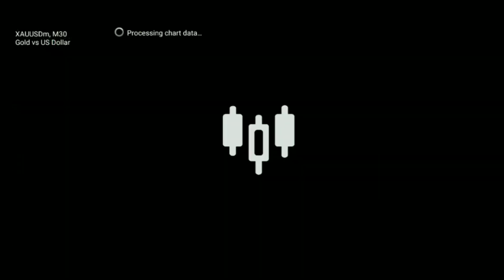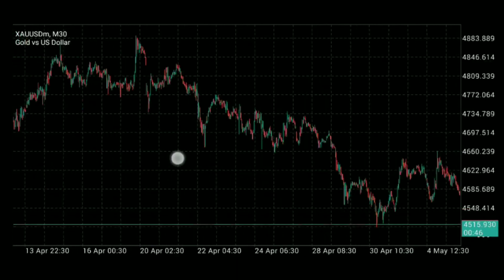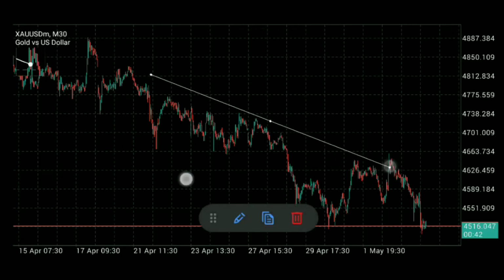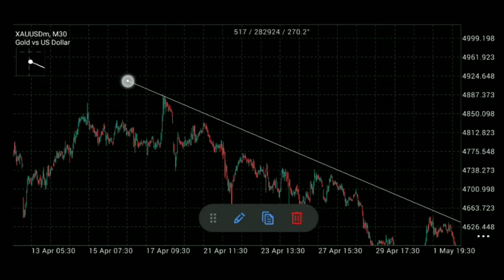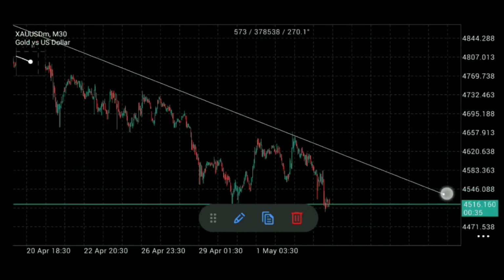You come down to 30 minutes time frame also. Look at how 30 minutes time frame looks like. So just come, touch here. Then you draw your trend line now. I see, you just draw it from the topmost points, the top points.